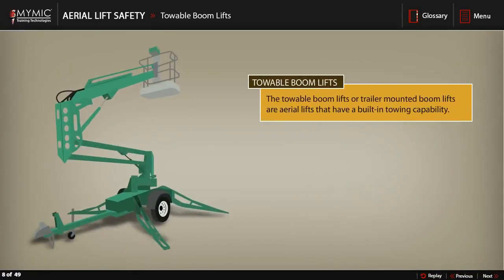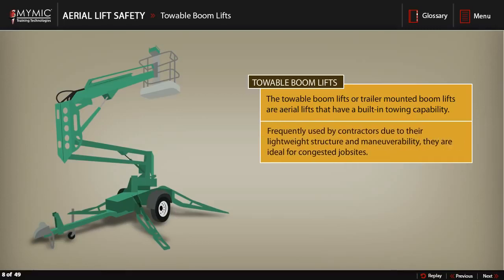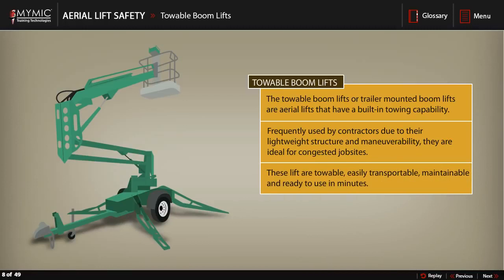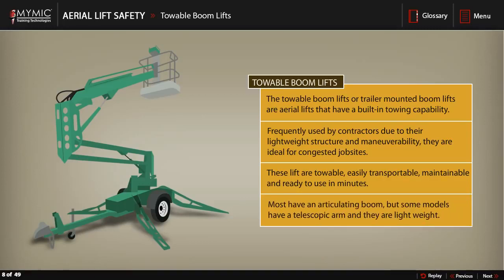Towable boom lifts. The towable boom lifts, also known as trailer-mounted boom lifts, are aerial lifts that have a built-in towing capability. Frequently used by contractors due to their lightweight structure and maneuverability, they are ideal for congested job sites. As the name states, towable boom lifts are towable, easily transportable, maintainable, and ready to use in minutes. Most have an articulating boom, but some models have a telescopic arm, and they are lightweight.